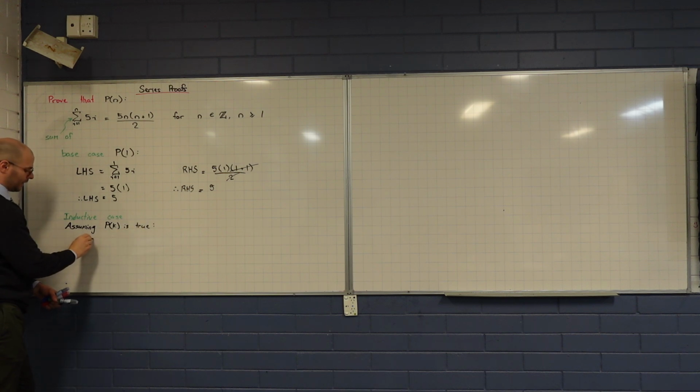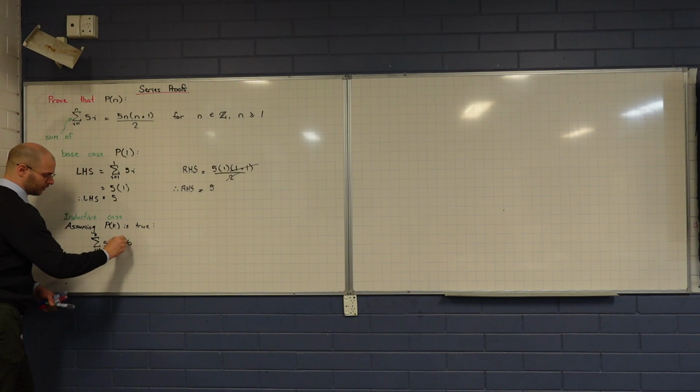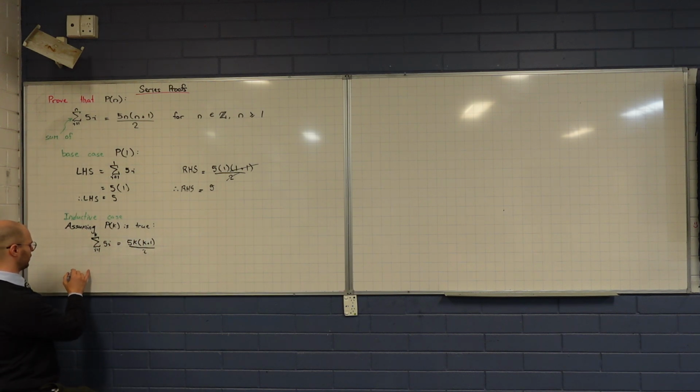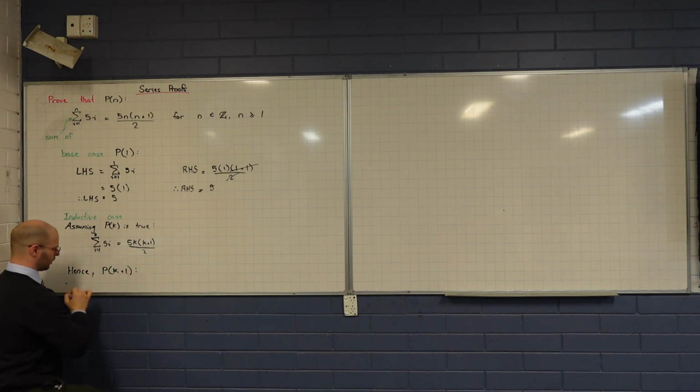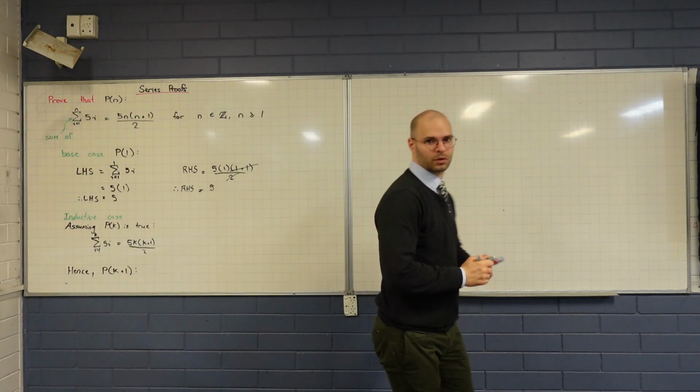If P of k is true, then the only thing changing on the left-hand side is the fact that the n turns into a k, and on the right-hand side, all the n's turn into k's. Voila. Hence, the k plus 1th term is now our main battle problem.